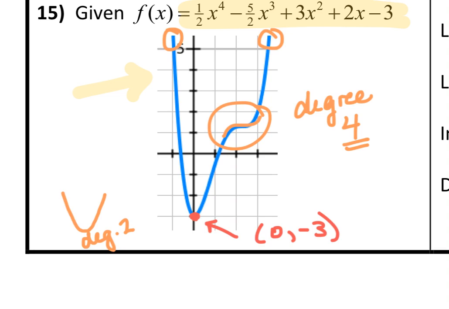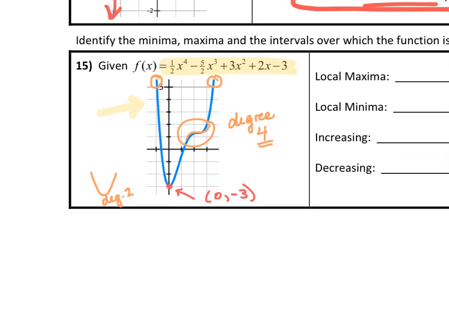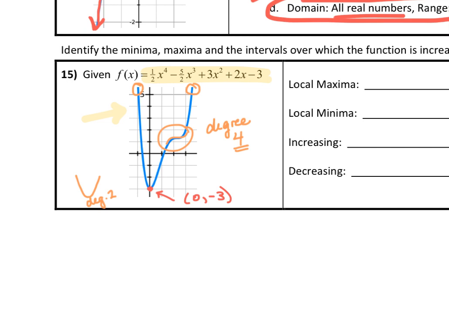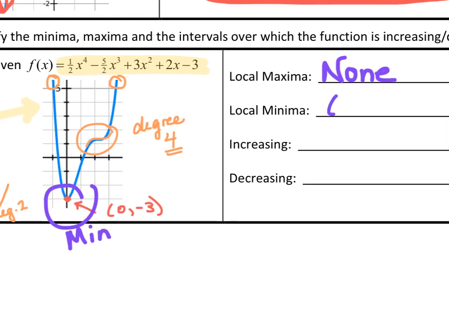What you are asked here is to see if there's any local maximum. Well, this down here is a minimum, and there's no other turning points, so this is going to be none. We said that that was a minimum, and so the minimum is (0, -3).